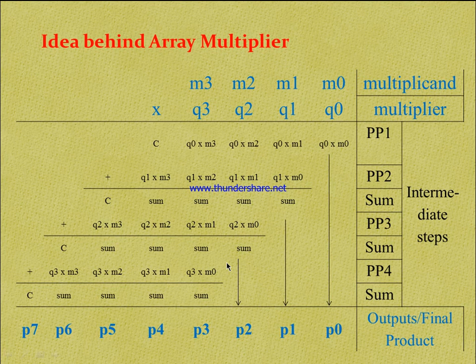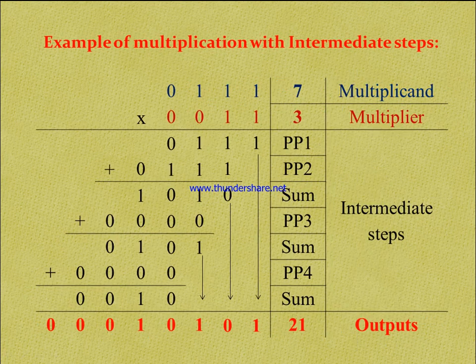Now check one example, the same example, of how we can use this array multiplier concept to solve a practical problem. This is the earlier same example of multiplication of 7 and 3. Here you can see that we are using the concept of array multiplier. We are multiplying these two numbers. That means first I get the two partial products and go for addition. Again I will go for the third partial product and again addition, and then I get the fourth partial product and then addition, and I come to the final result.